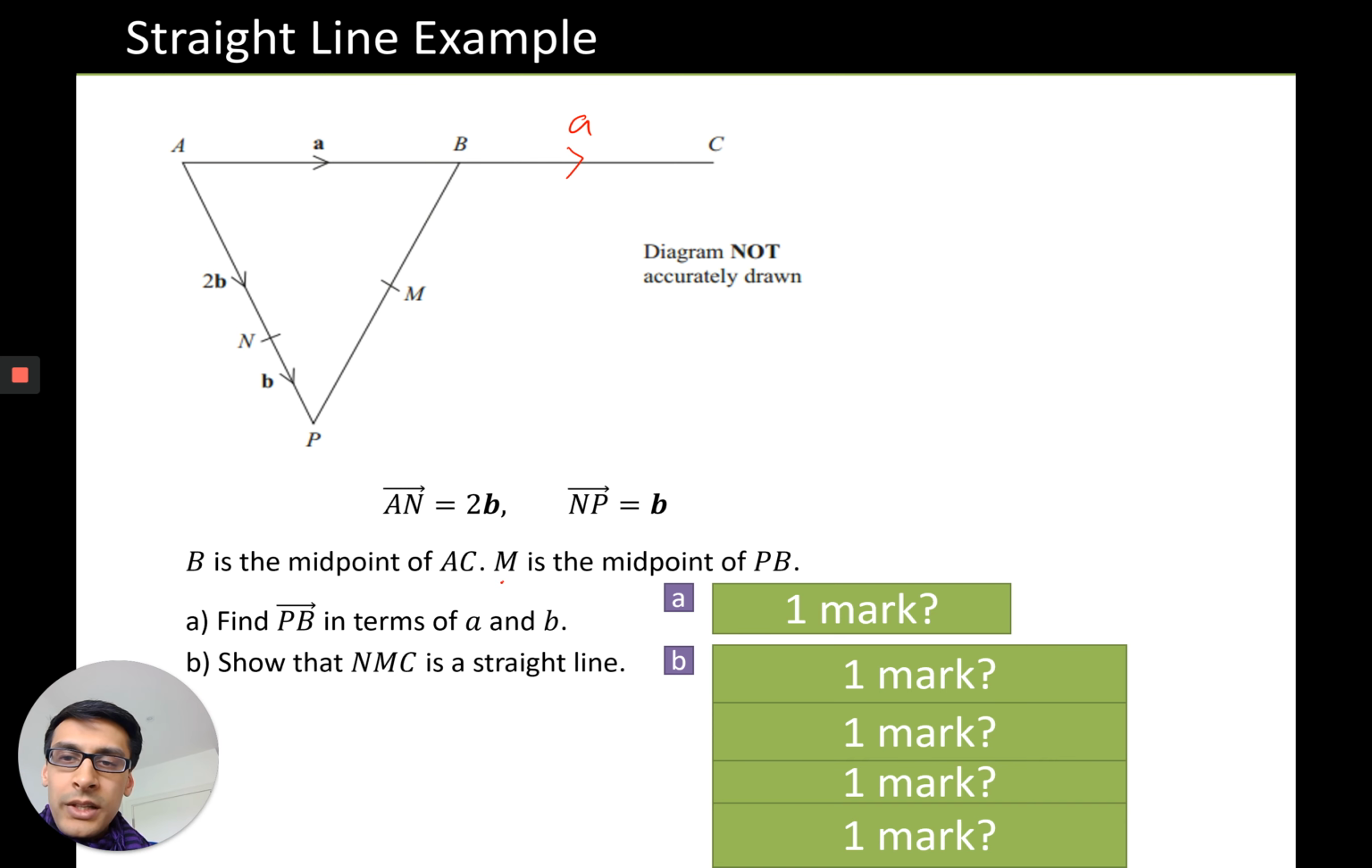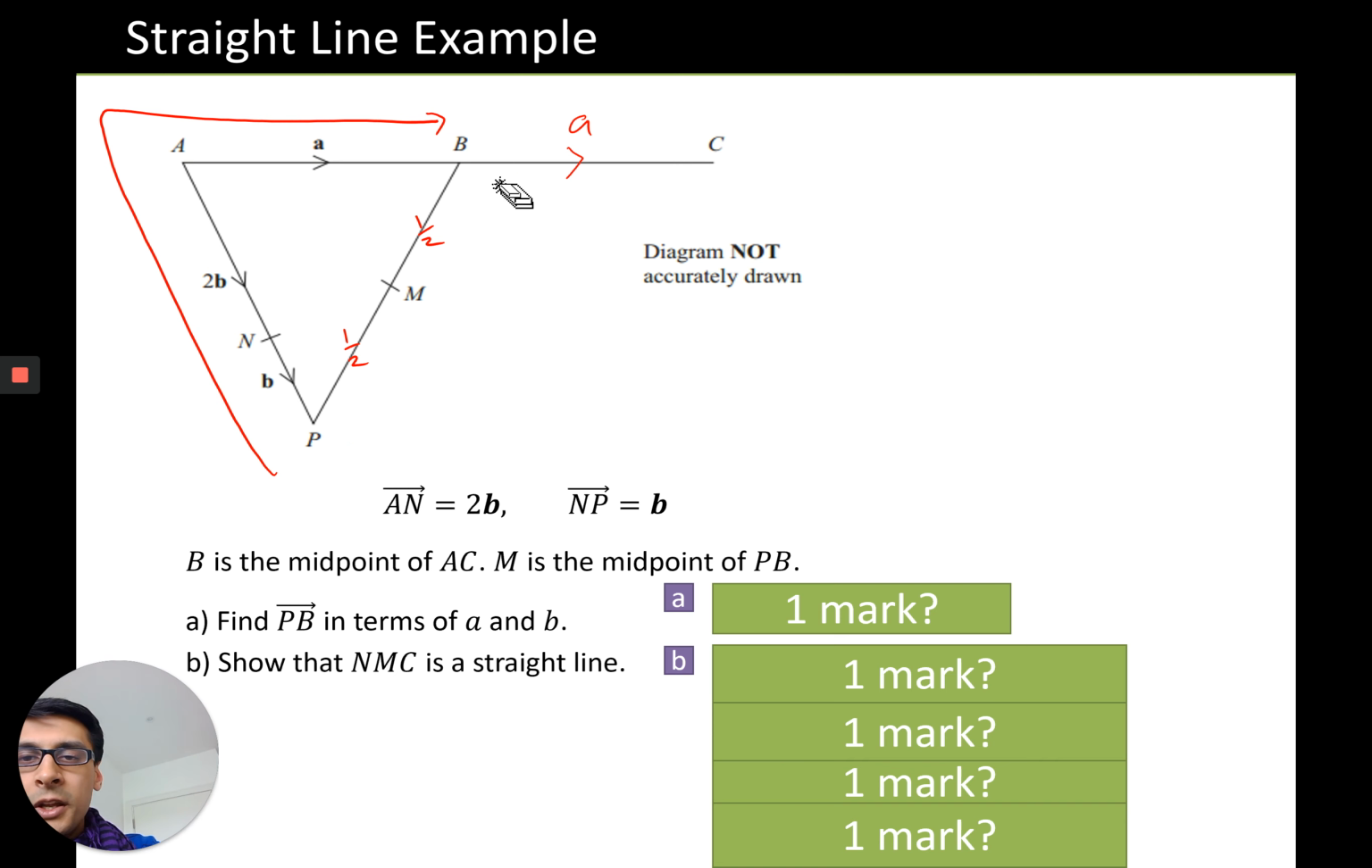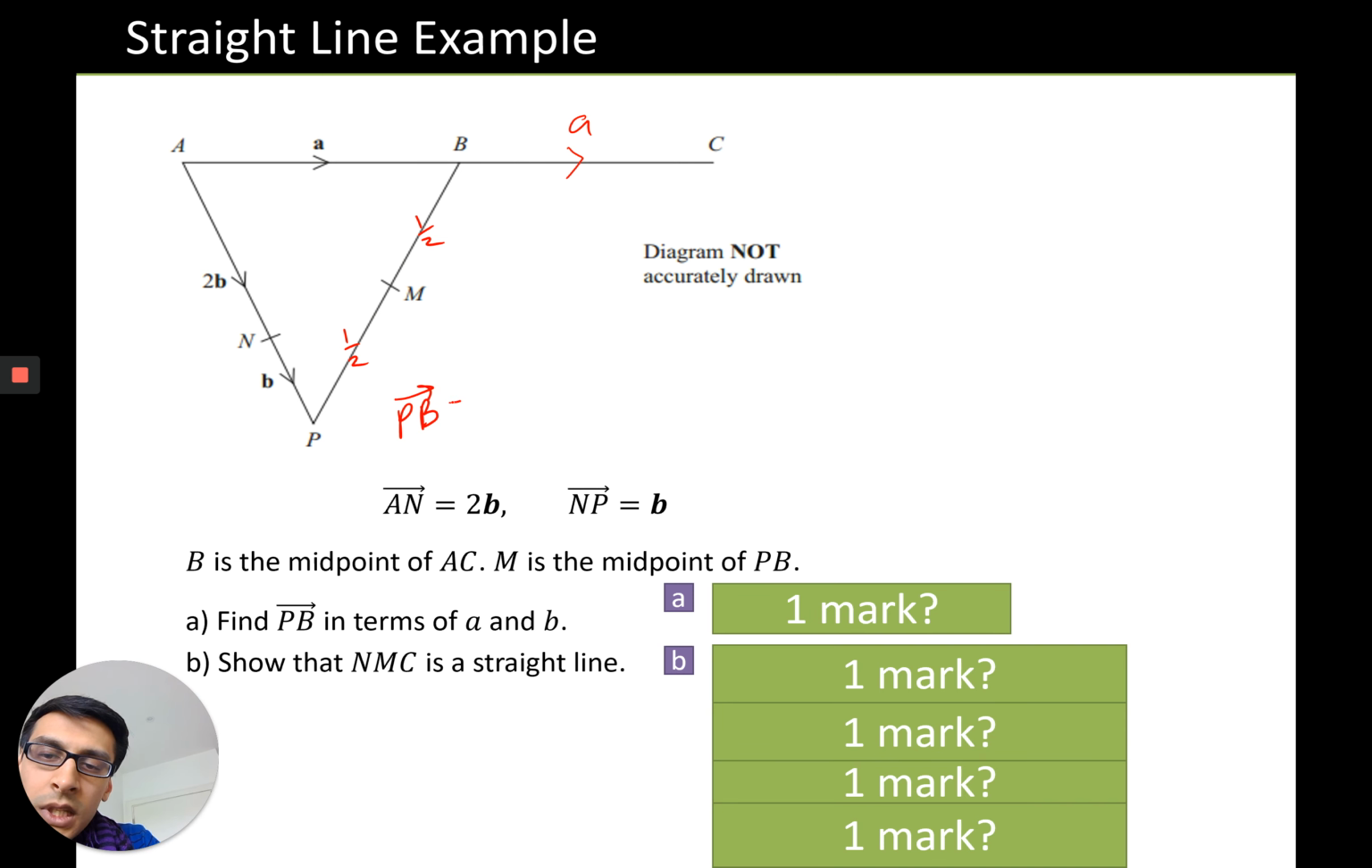Then you're also told M is the midpoint of PB. So in that case, I can just call that half and call that half. Find PB in terms of a and b. So I want to go from P to B. Now I can't go directly, so I'm going to have to go this way. So let's write this out carefully. PB is equal to PA plus AB.